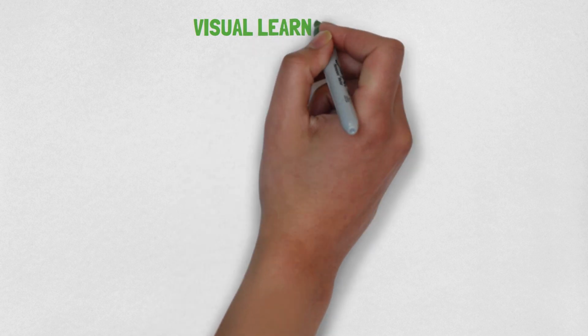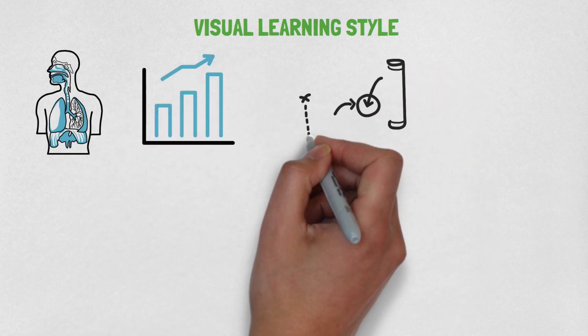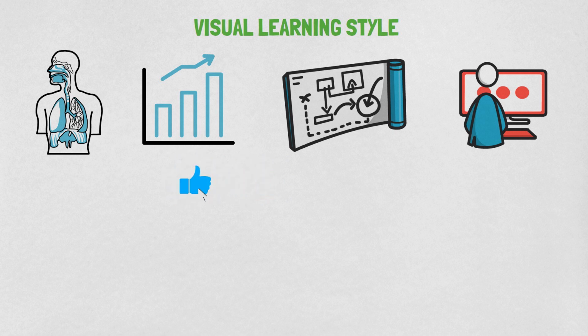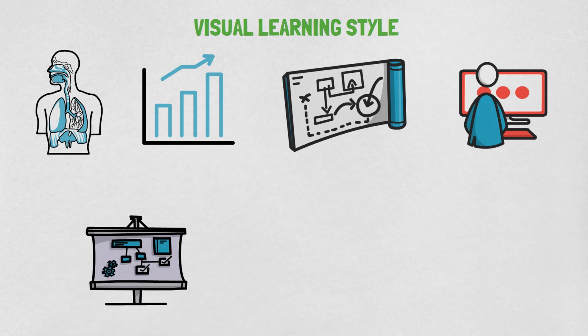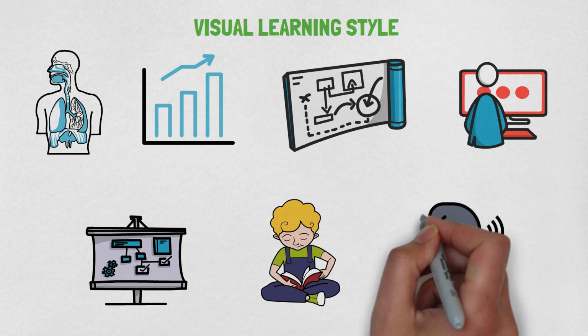Visual learning styles. Visual learners process information best through images, charts, diagrams, and videos. They may benefit from seeing information displayed in a visual format since they tend to be good at remembering things they have seen, and they often prefer to read information instead of listen to it.